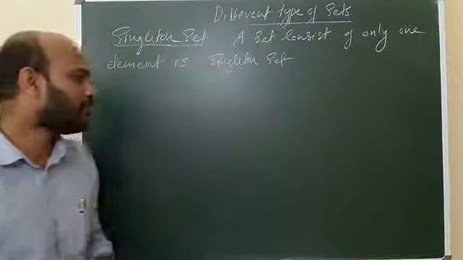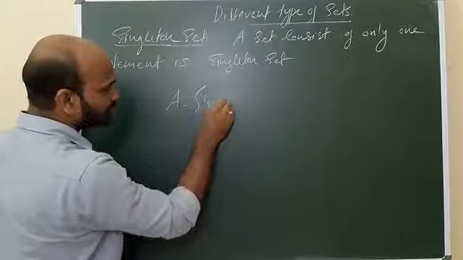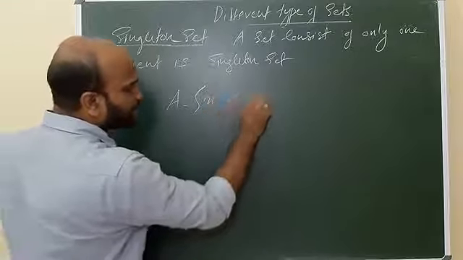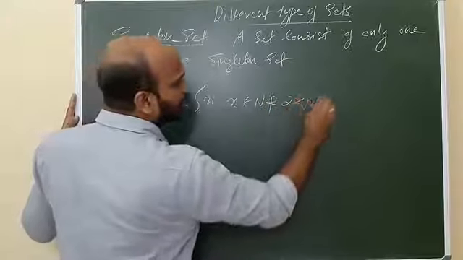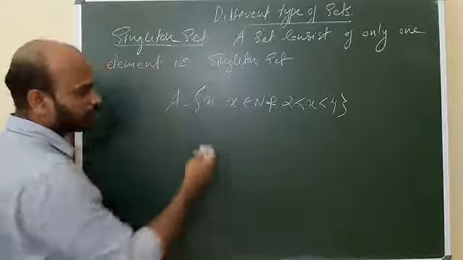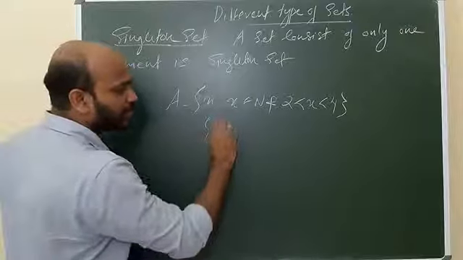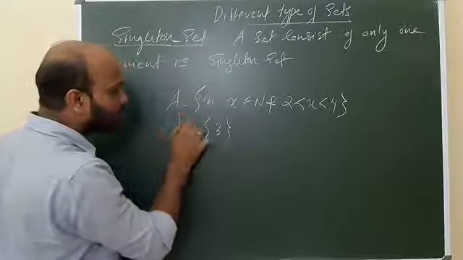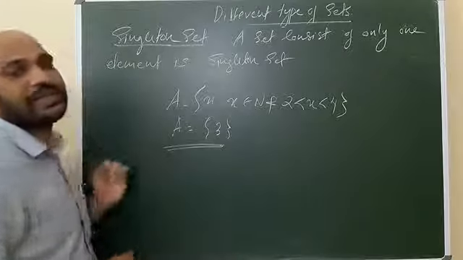For example, A equals the set of all x such that x belongs to N and 2 is less than x less than 4. That means all natural numbers between 2 and 4. There is only one natural number between 2 and 4, that is 3. So A consists of only one element. This type of set is called a singleton set.